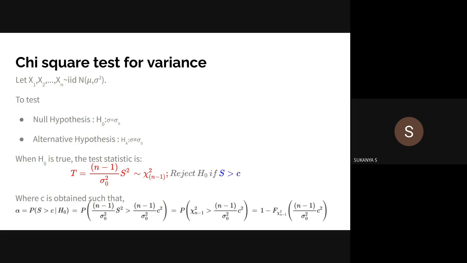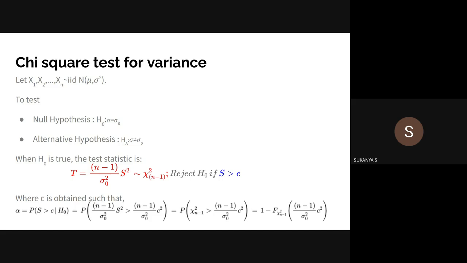And in the case of the chi-square test for variance that we look into, you are testing H naught: sigma is equal to sigma naught, a particular value, against any alternative. This could be sigma greater than sigma naught, sigma less than sigma naught, or sigma not equal to sigma naught.